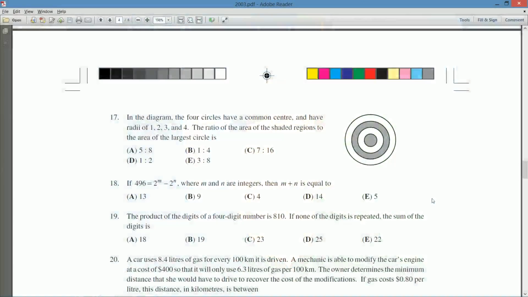Hello everybody and welcome back. We're on question number 17 of the 2003 Cayley competition. That's the multiple choice competition. So I say we're on question 17. Let's have a look at it.